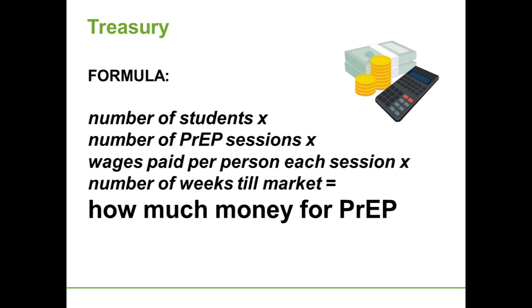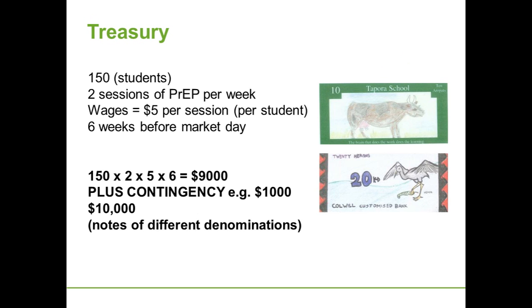But on the screen we've got a fairly simple formula for you. If you had no chance for students to actually do some exchange of money, exchange of their goods and services before the market day, then you could simply take the number of students, multiply it by the number of PrEP sessions, and the amount of wages that is paid per person for each session, and then the number of weeks till market. And you would have enough money there to then be able to pay out the wages in all the different bits and pieces. On the next slide, I've given an example there of what that would look like.